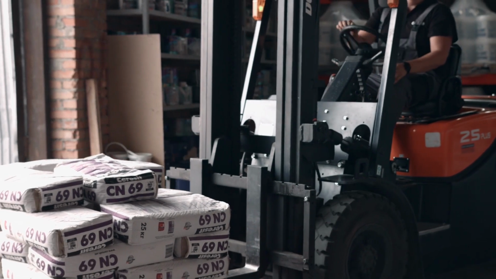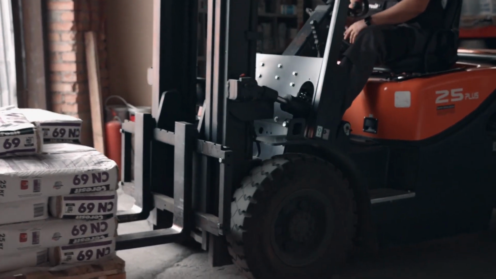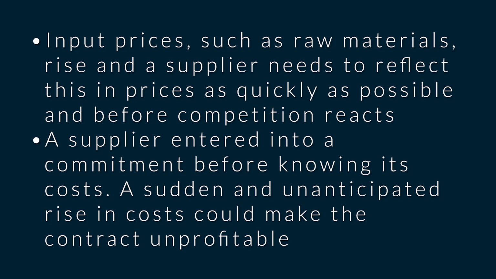Why would a supplier want to use an indexed price? The answer is simple. Number one, input prices such as raw materials rise, and a supplier needs to reflect these in price as quickly as possible and before competition reacts. Number two, a supplier entered into a commitment before knowing its cost, and a sudden and unanticipated rise in cost could make the contract unprofitable.